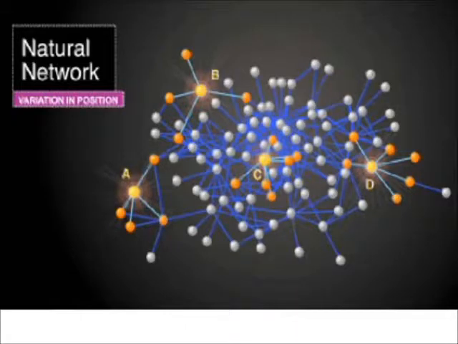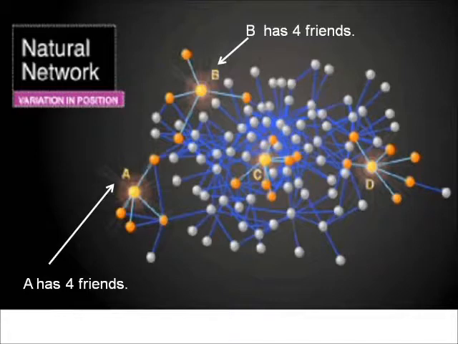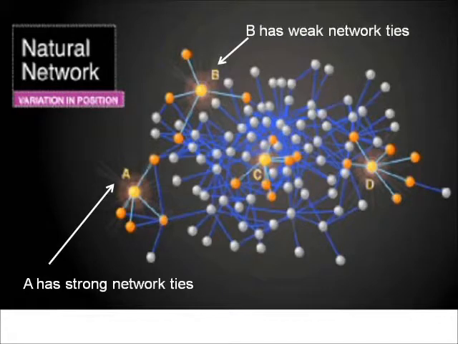A member's position in his or her social network makes a difference. For example, B and D are in the same social network, but have different numbers of friends. B has 4 friends, and D has 6 friends. A and B have the same number of friends. They both have 4 friends. But A has strong network ties. He has friends who all know him and each other. And B has weak network ties. He has friends who know him, but not each other.